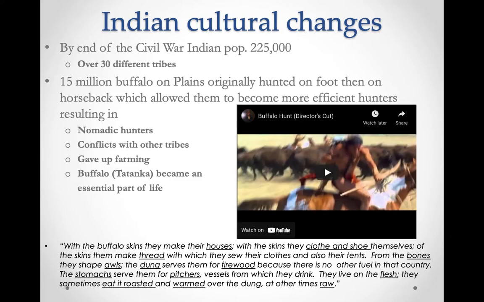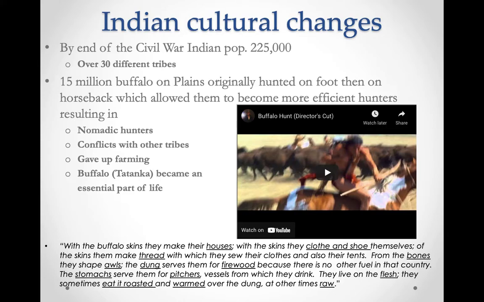Following the Civil War, the Indian population in the West began to change. By this point, there were over 30 different tribal groups, but despite the large number of groups, the population of Native Americans was only around 225,000, or roughly 250,000 people.